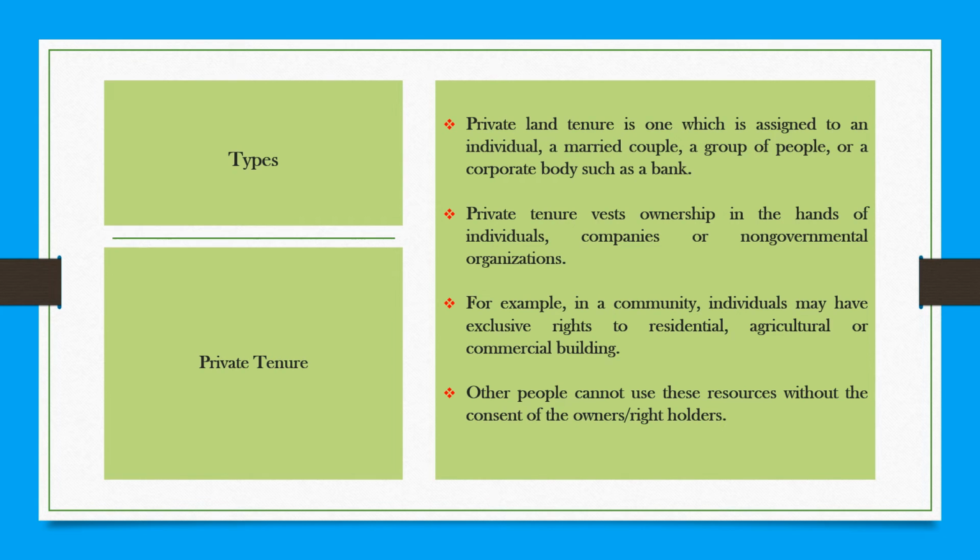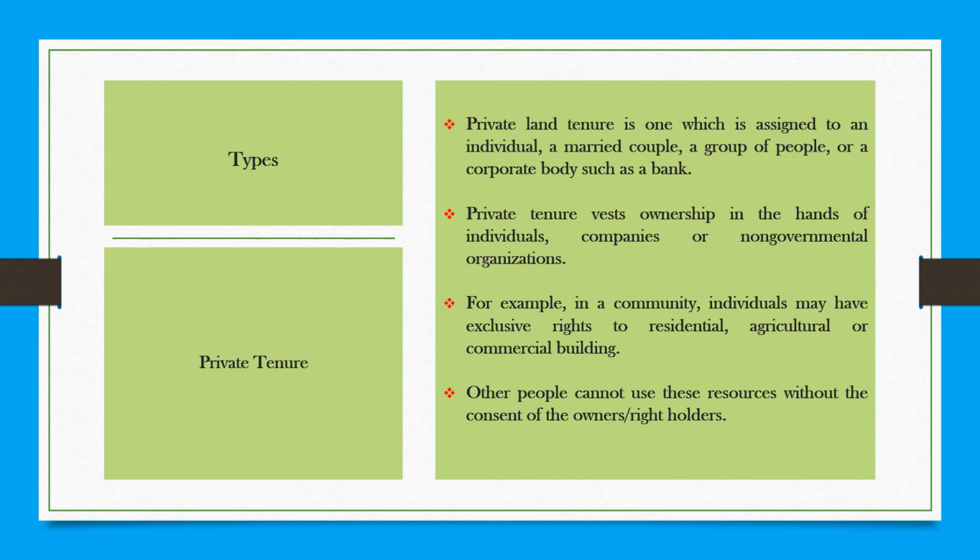The other type of land tenure system is called the private tenure. Now, private land is the one which is assigned to an individual, a married couple, a group of people, or a corporate body, such as a bank, a private school, among others. That's what we mean by private land tenure.